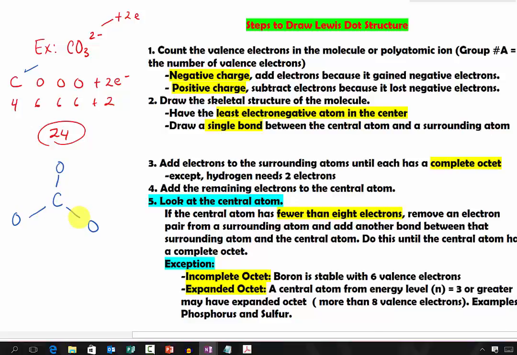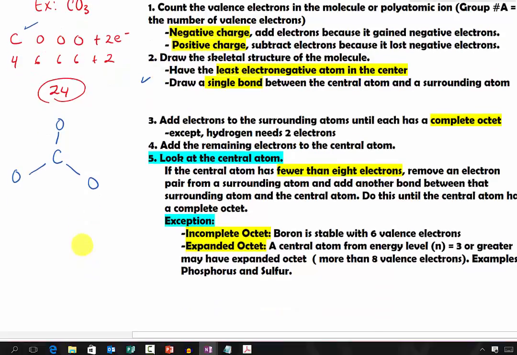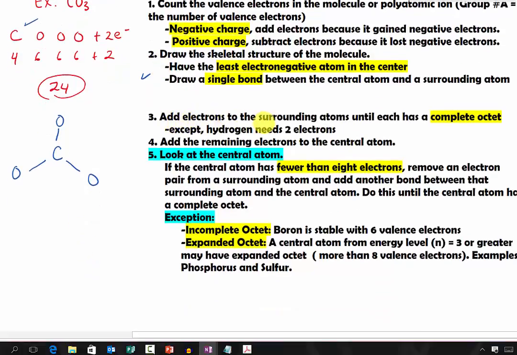Let's go to step 3. Step 3 is to add electrons to the surrounding atoms until each has a complete octet. What does that mean, complete octet? That they have 8 valence electrons, except for hydrogen, which only needs 2 valence electrons. So we have to add how many more? Remember, this is a shared electron pair. There are 2 in a single bond, so we have 2. So we need 6 more.